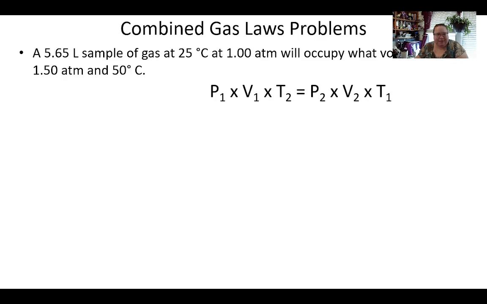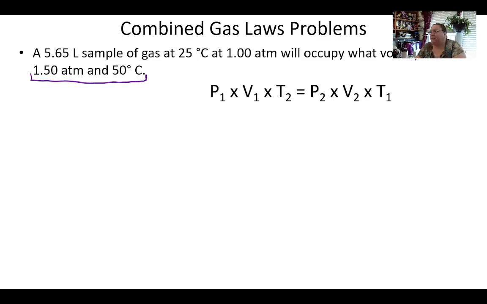So, third example, I believe this is my last example for today. I've got 5.65 liters of a gas at 25 degrees Celsius and 1 atmosphere. What volume will it occupy at 1.5 atm and 50 degrees Celsius? Numbers that typically are in close proximity in the problem tend to have the same value in terms of the 1's or the 2's. Are they your initial or your final?